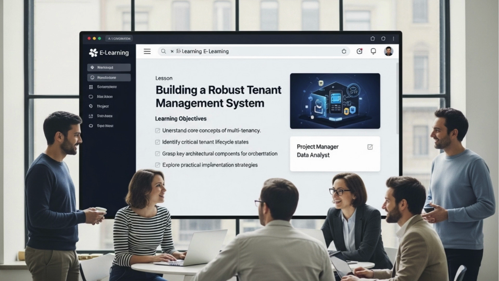By the end of this session, you will be able to understand the core concepts of multi-tenancy and why robust lifecycle management is crucial. You'll also be able to identify the critical states a tenant moves through, from provisioning to archival. We'll then grasp the key architectural components that enable this orchestration, and finally, explore practical implementation strategies that can make your systems resilient and scalable.